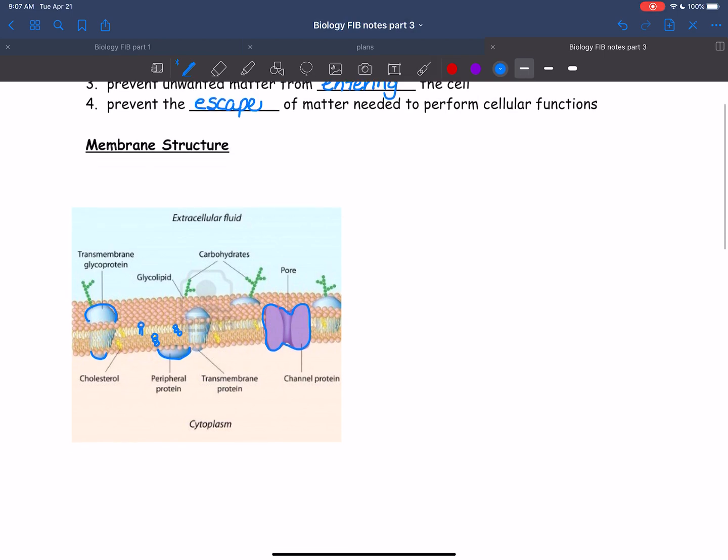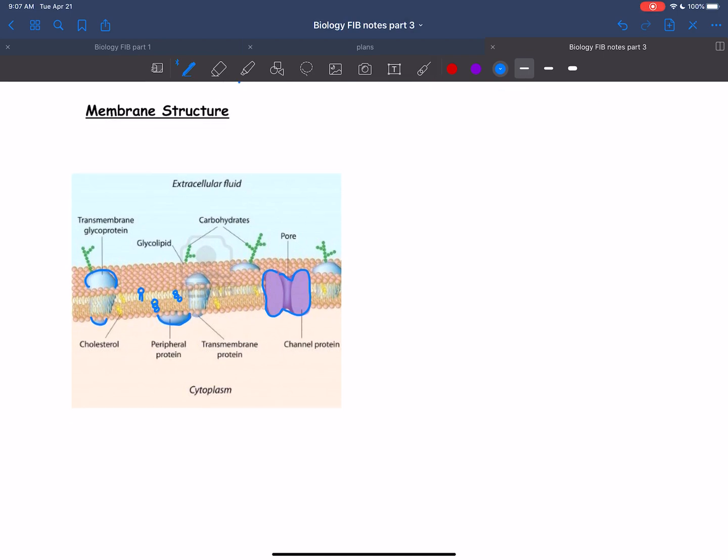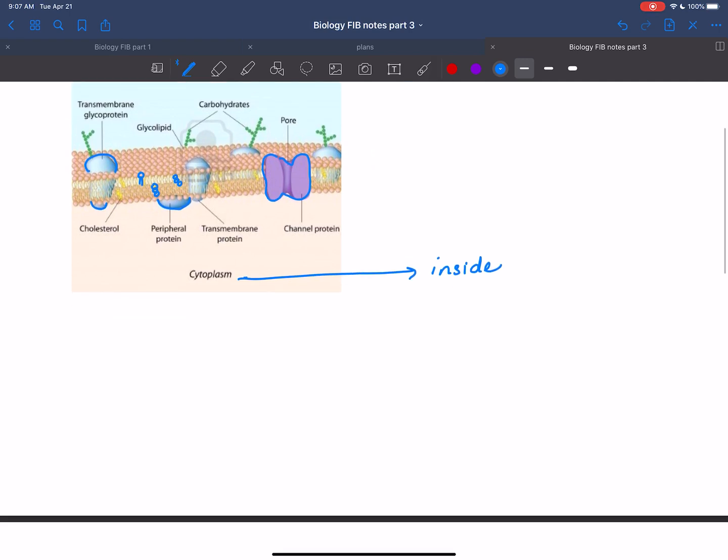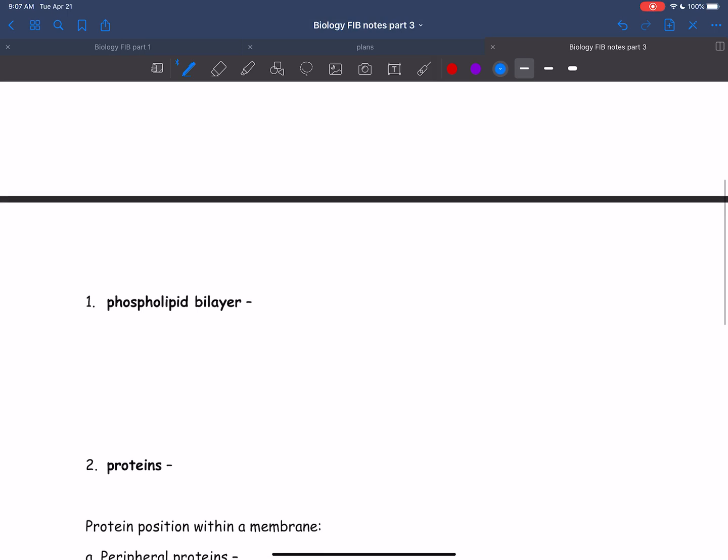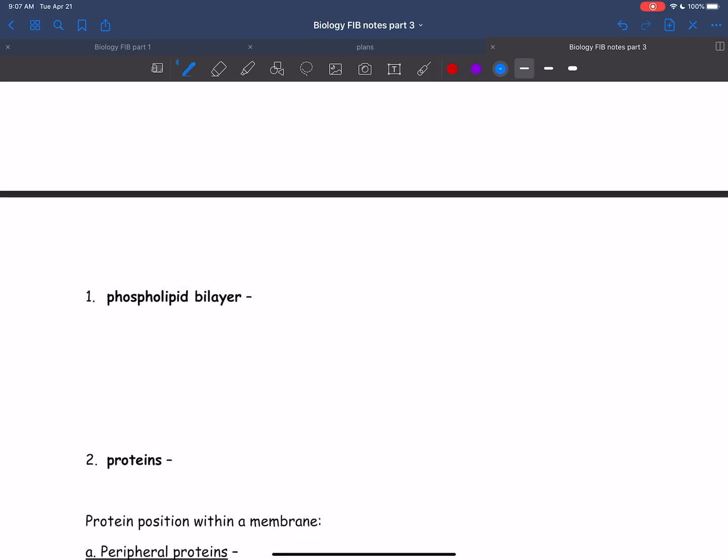Okay, but when I want you to look at the cell membrane, I always want you to think about the extracellular fluids. So this is the outside of the cell, and the cytoplasm, this is the inside of the cell. Okay, and so I left a little bit of room here. We have this phospholipid bilayer. So this is a bilayer. Bi means two. So it is a double layer, a two-sided layer made of phospholipids.